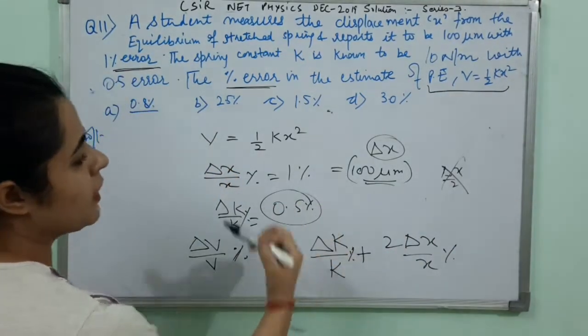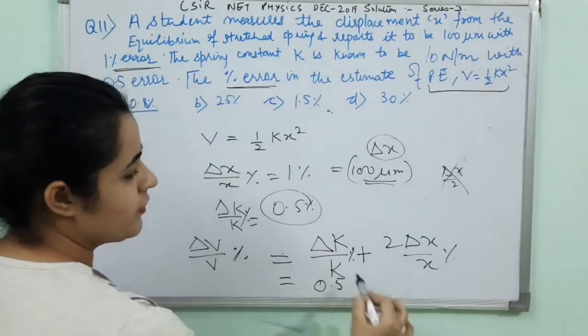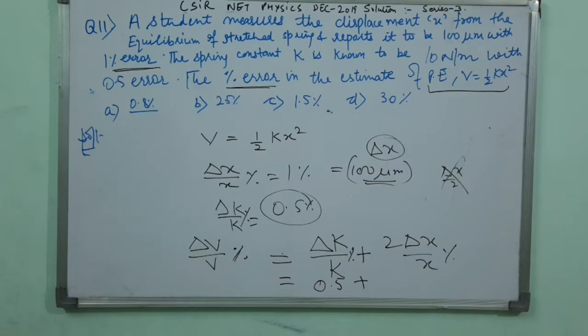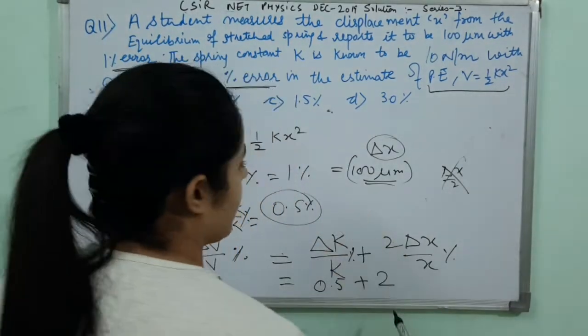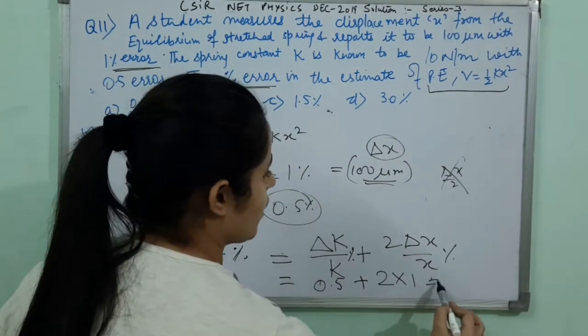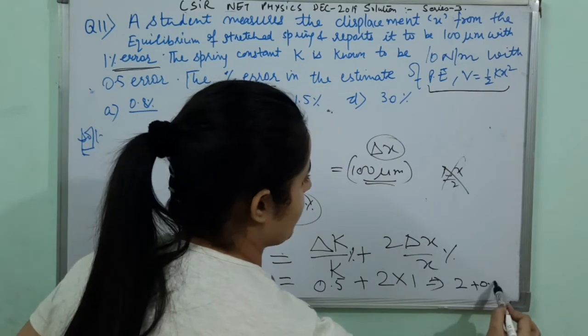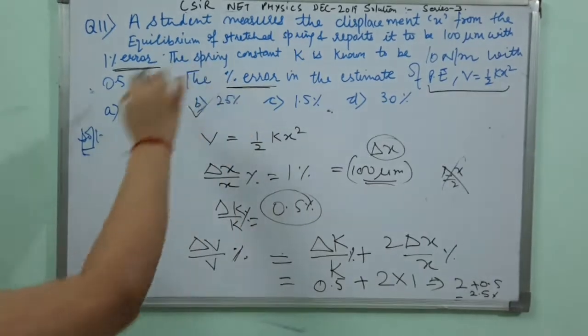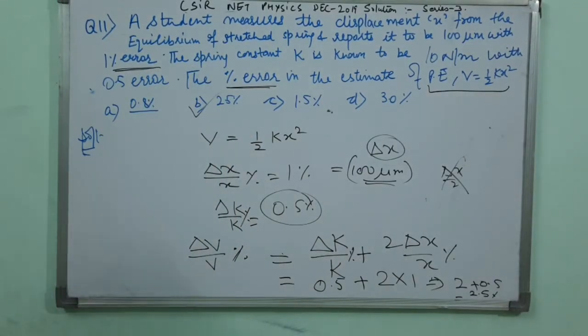Substituting values, what will be the value of delta k by k? 0.5 plus 2 into 1. What will be the answer? 2 plus 0.5. The answer will be 2.5%, and option B will be the right answer of this question.